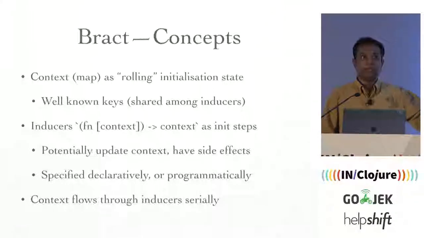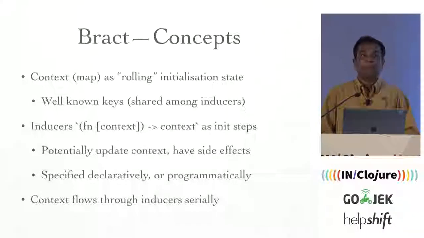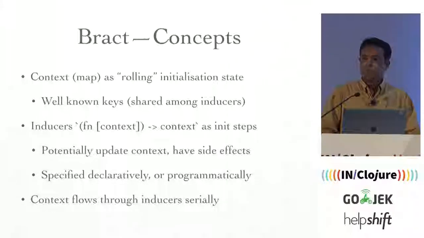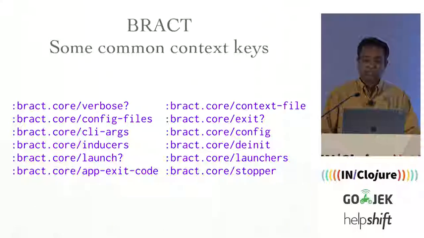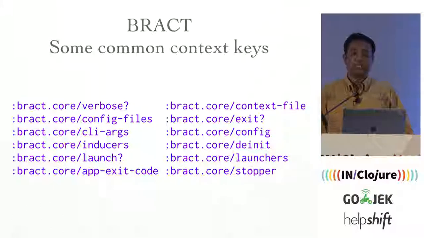That is how the inducers form a chain by depending on and sharing some of the common keys. And an example of some of these keys is this. As you can see on the slide, the Bract.core module has some of these well-known keys, where they have different meanings and inducers honor those meanings.